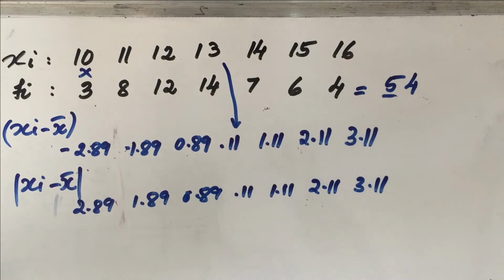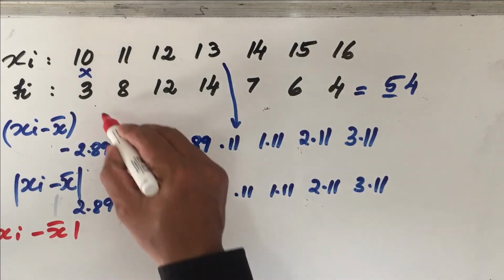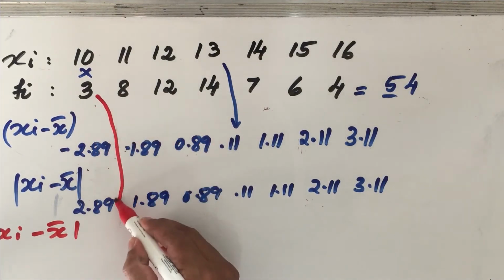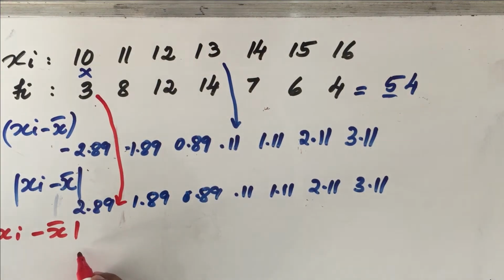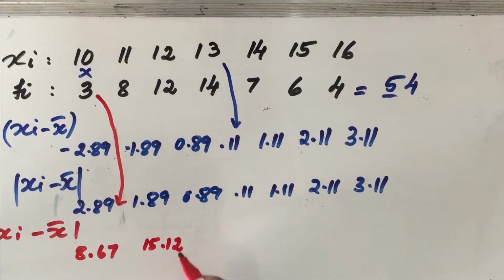Okay. The next step is very crucial. That is now fi into the modulus of xi minus x bar. So we multiply this 3 into this. So this is equal to 8.67. Now 8 into 1.89 is equal to 15.12. 12 into 0.89 is equal to 10.68.